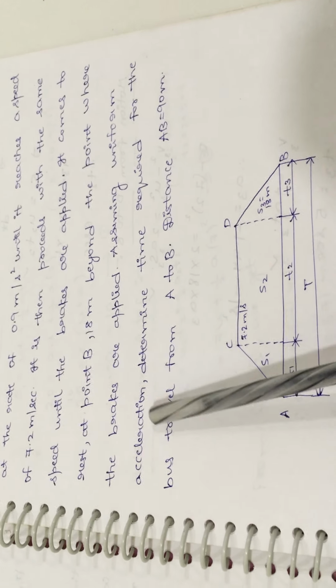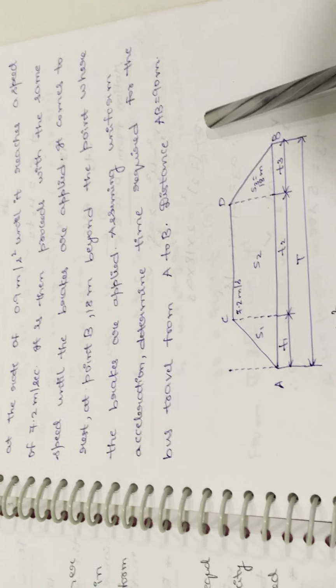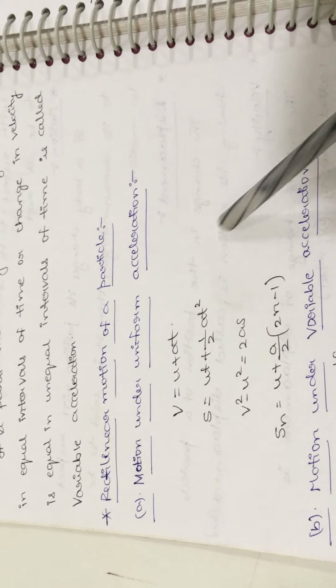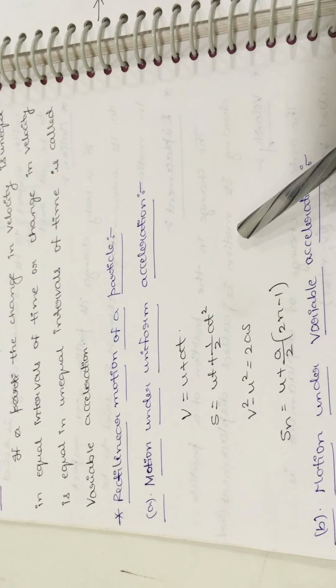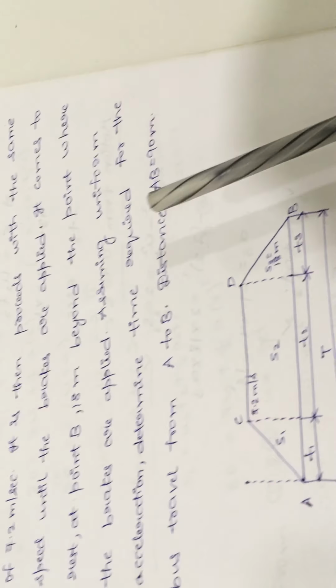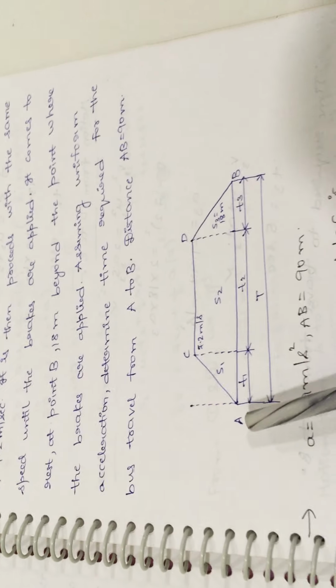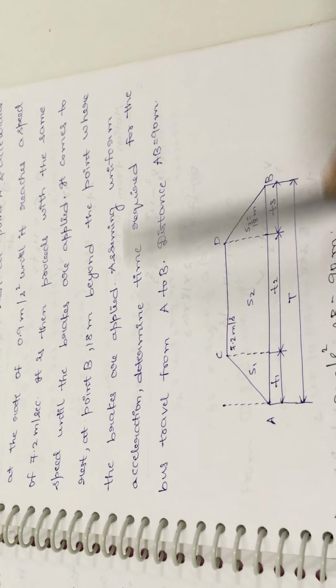Next, assuming uniform acceleration. Uniform acceleration is nothing but this problem will come under the first type in the rectilinear motion. That is nothing but rectilinear motion under uniform acceleration. So we need to use these four formulas, and according to the trial and error method we need to solve the problem. Now what they are asking to calculate: determine the time required for the bus to travel from A to B.